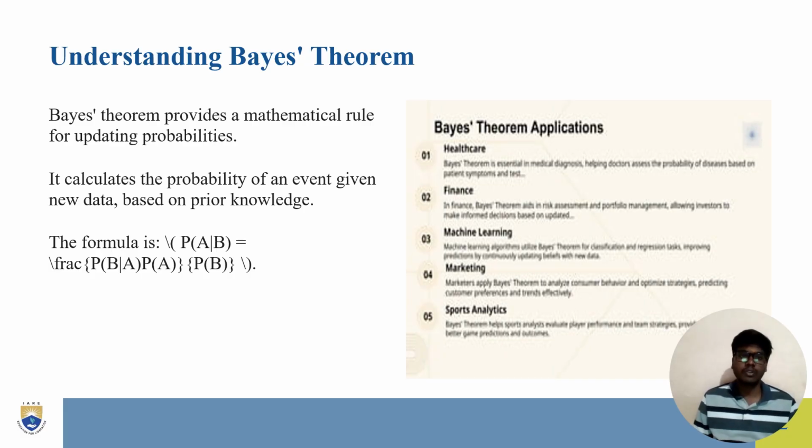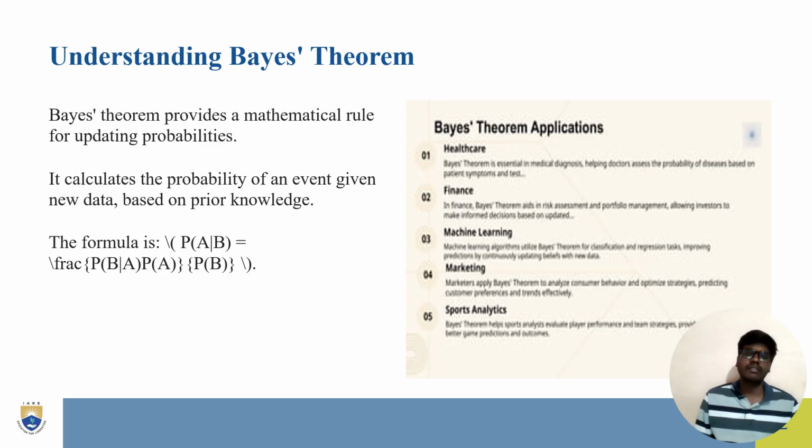Understanding Bayes' theorem. Now let us discuss how we can understand Bayes' theorem. Bayes' theorem provides a mathematical rule for updating probabilities. It calculates the probability of an event given new data based on prior knowledge. The formula is P(A|B) = P(B|A) × P(A) / P(B).